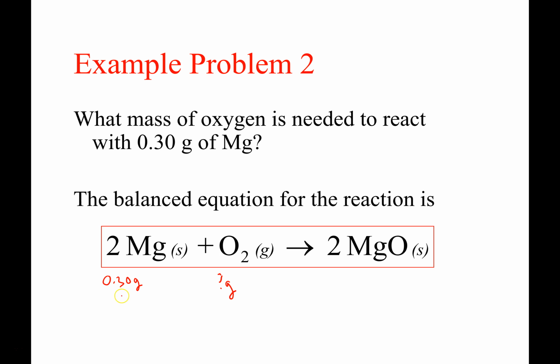I am going to go from grams of magnesium to moles of magnesium using the molar mass. And then once I have moles of magnesium, I'm going to skip over and go to moles of O2 using the stoichiometric ratio. And then to finish up, I'm going to go from moles of O2 to grams of O2 using its molar mass. So that's kind of what we have going on here.